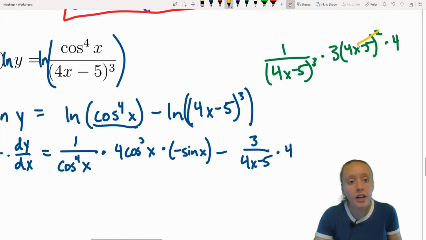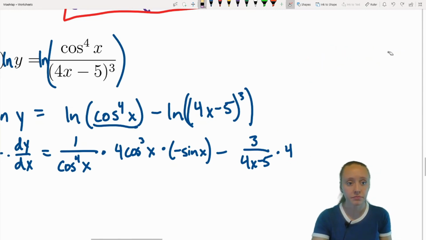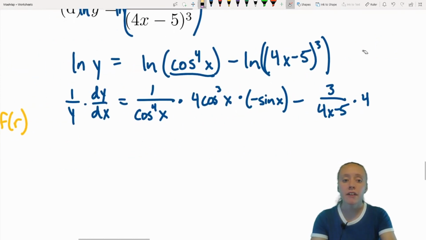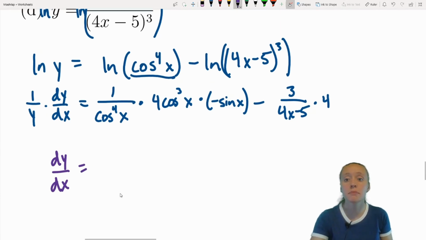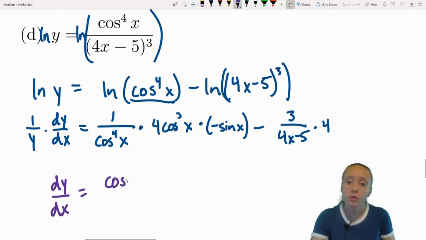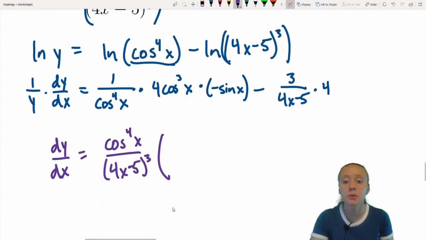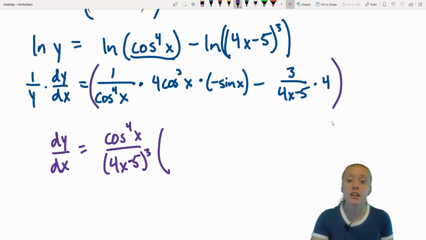Look what happens. 4x minus 5 squared cancels out with 2 of my 4x minus 5's in my denominator to leave me with 4x minus 5 to the first, and then my 3 times 4 is still there. So 3 times 4 over 4x minus 5. Now what do I have to do? I have to multiply everything by y in order to solve for dy/dx. So dy/dx is going to equal y, which is my original function, cosine to the fourth of x over (4x minus 5) cubed. That is my y, and that all gets multiplied by this entire derivative.